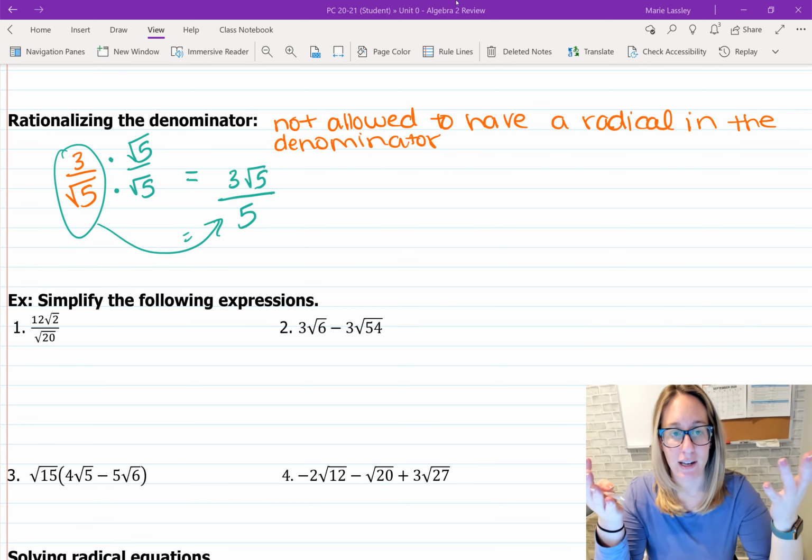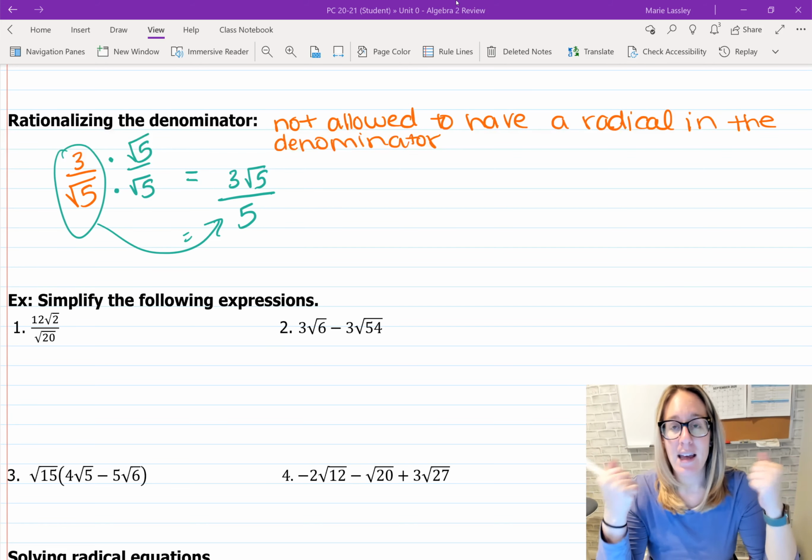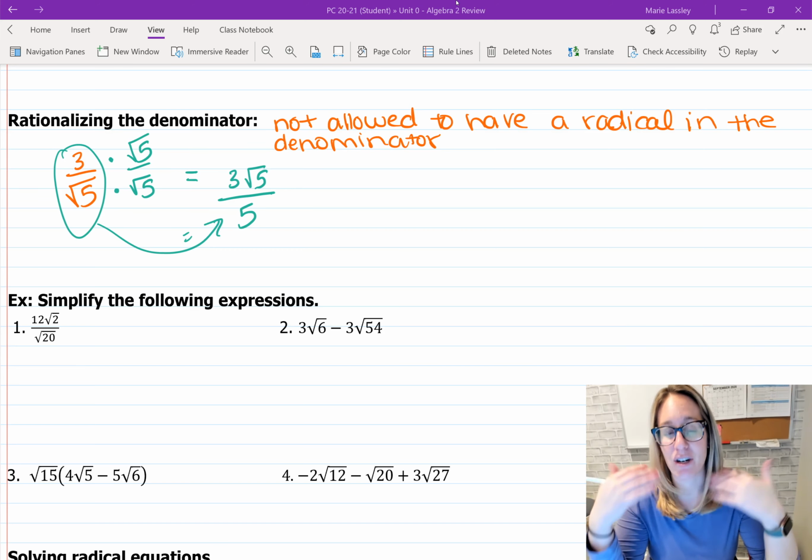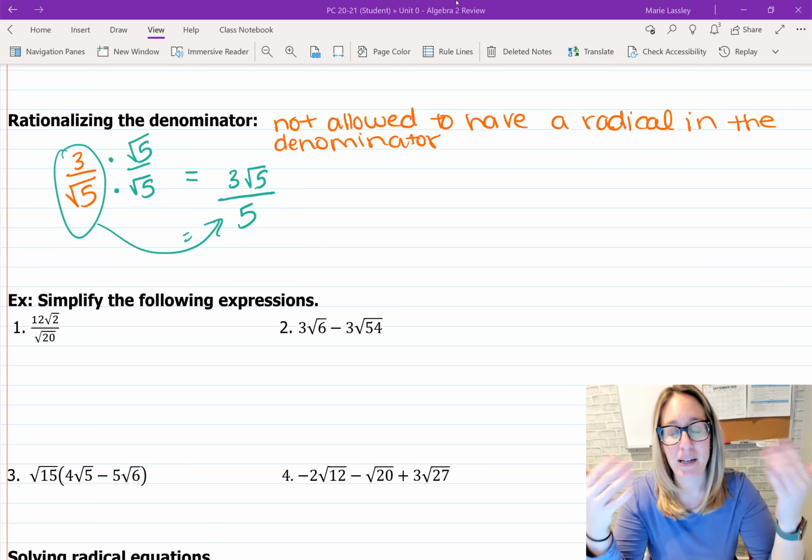If I had a calculator, which hopefully some of you have calculators with you, right? If you were to type in 3 divided by the square root of 5, hit enter, and then 3 times the square root of 5 divided by 5, hit enter, it gives you the exact same number because they are equivalent statements. One just looks prettier, I guess, than the other one. All right, so that's rationalized in the denominator.